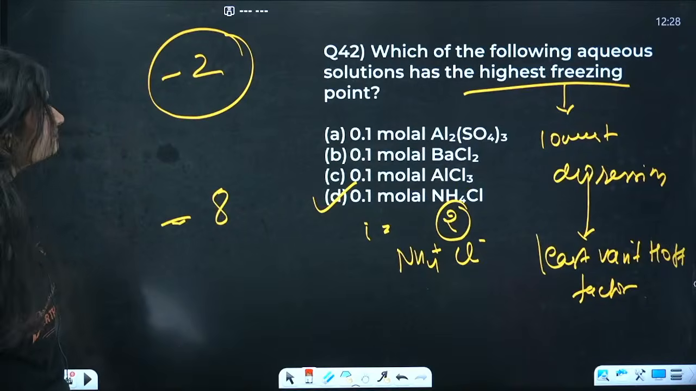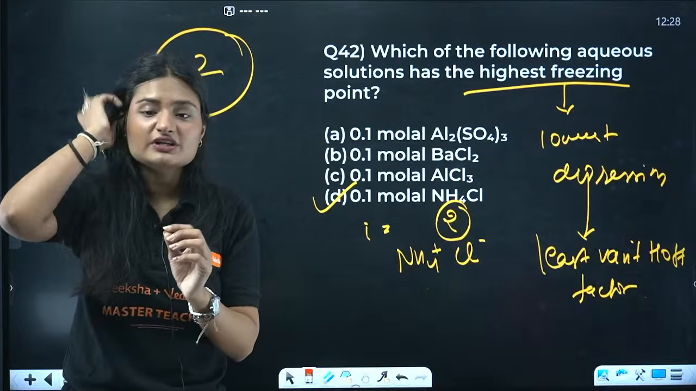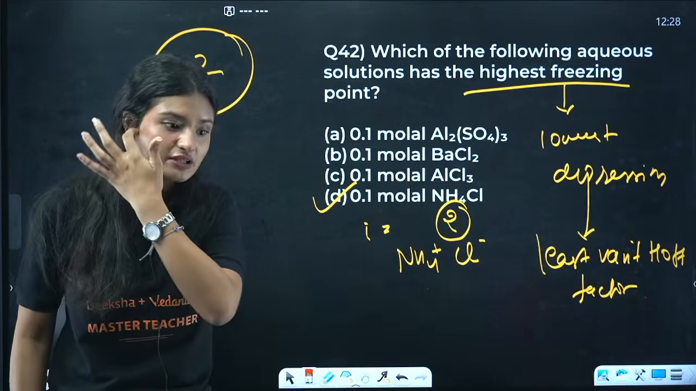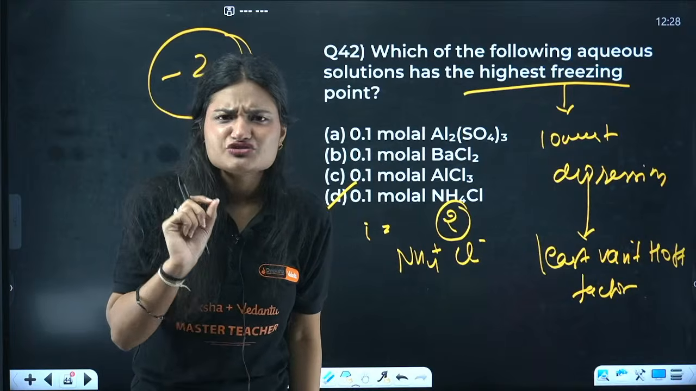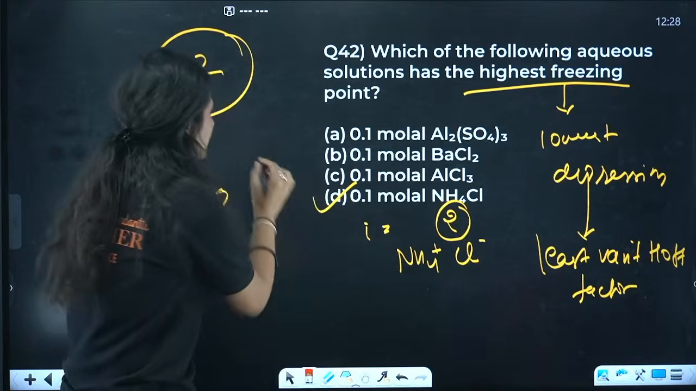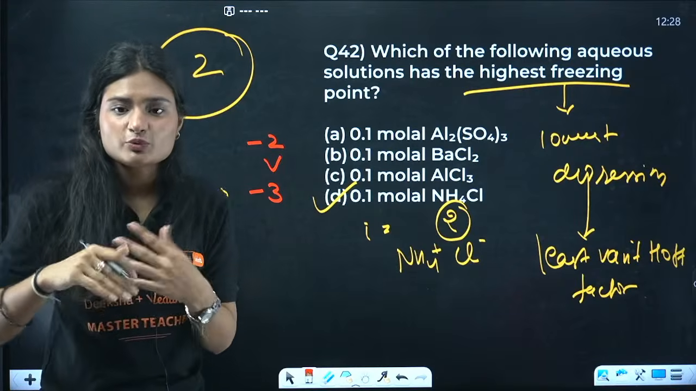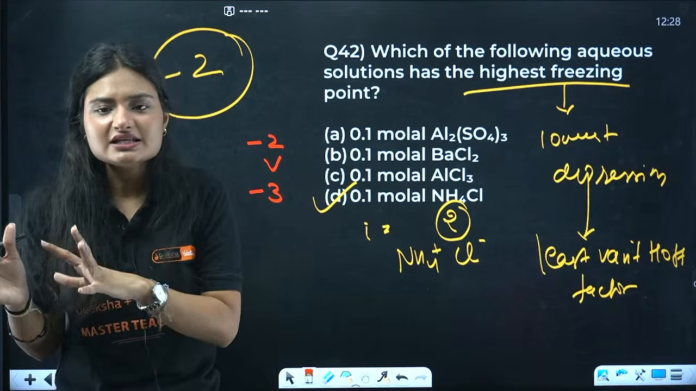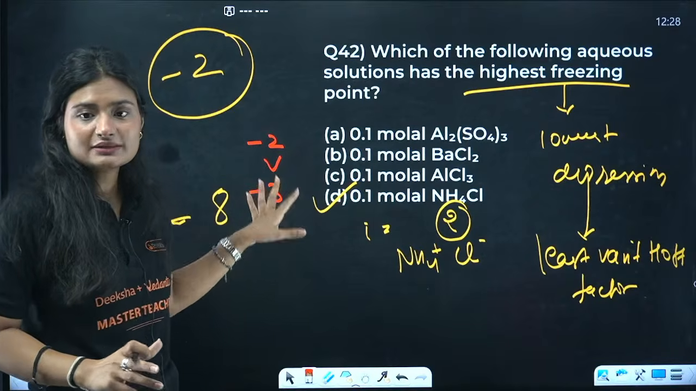Okay, next question. Which one of the following has highest freezing point? Now again, for these kind of questions we rely on Van 't Hoff factor. We are asked highest freezing point. Now think about it just for 1 second. Highest freezing point means what is high? -2 is high or -3 is high? -2 is high, right? In terms of freezing point, the maths is a little reverse, because -2 is greater than -3.